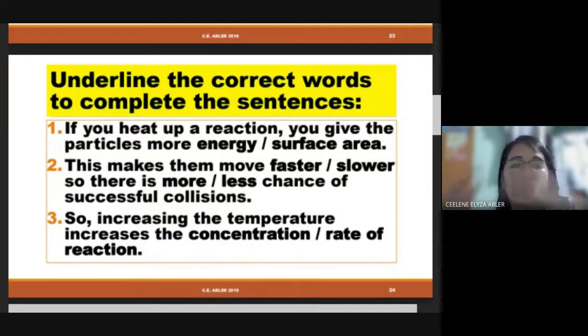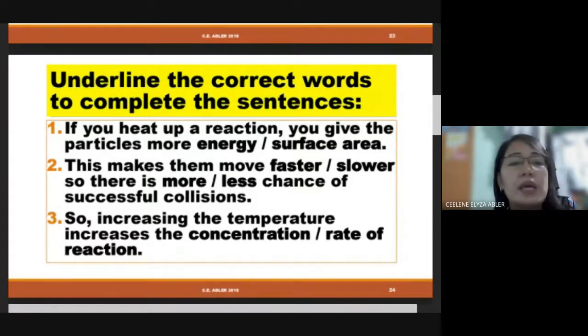All right, so let's have this one. Okay, this one is actually related with module 2, which is your enzymes, your biological enzymes, your bioenzymes. So this one is, let's underline the correct word. Okay, so if you heat up a reaction, you give the particles more energy or more surface area. So the correct answer for this one is, kapag nabasa nyo na ang module 2, so you will notice that actually temperature increases the energy of the particles moving around. So it's energy for number 1.